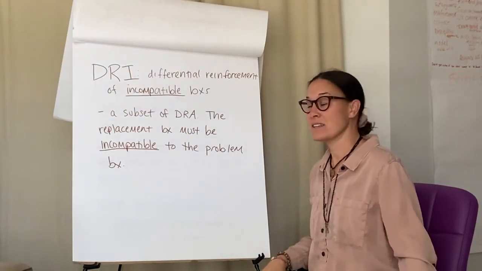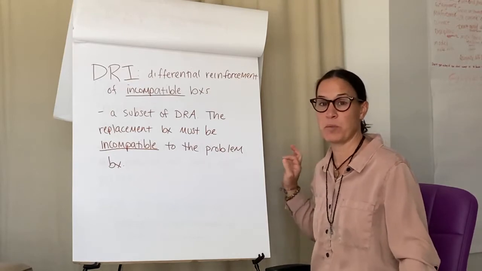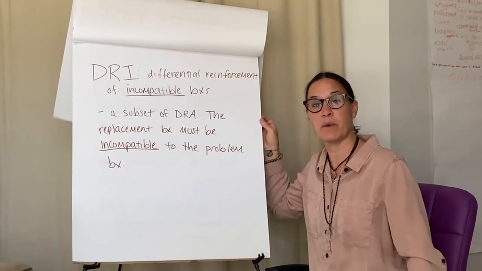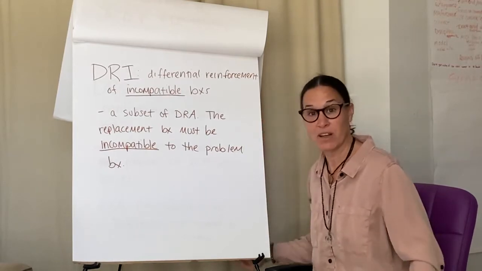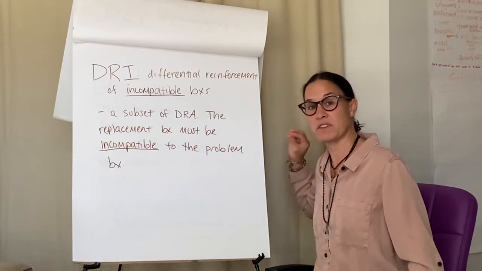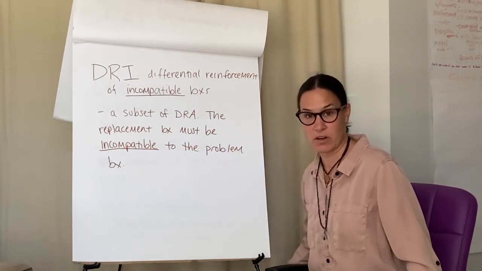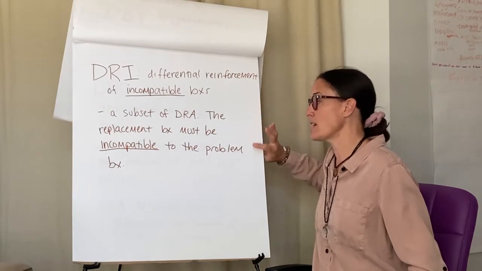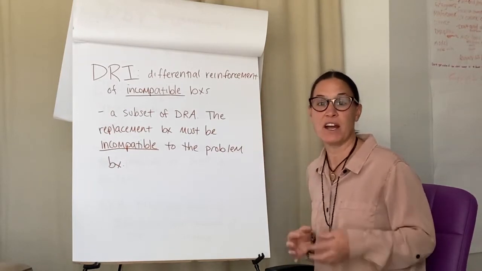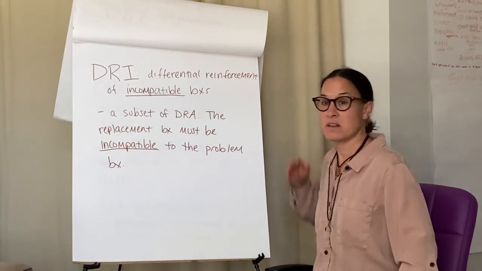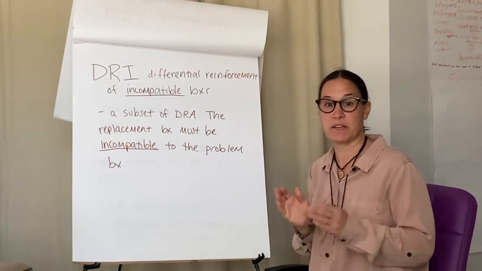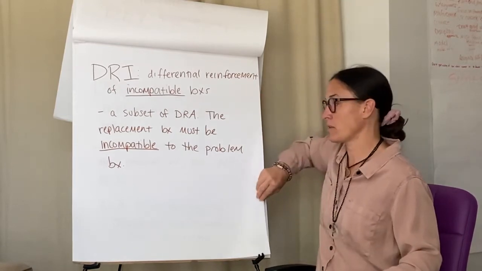DRI, differential reinforcement of incompatible behaviors. It's really a subset of the DRA because you are reinforcing some other behavior, a different behavior. I'm going to stop saying the word other because that comes into play later. You are reinforcing a particular behavior. In this case, it is actually incompatible to the problem behavior, which means they cannot co-occur. They cannot exist at the same time. Same concept as the DRA, except in this case, the replacement is incompatible.